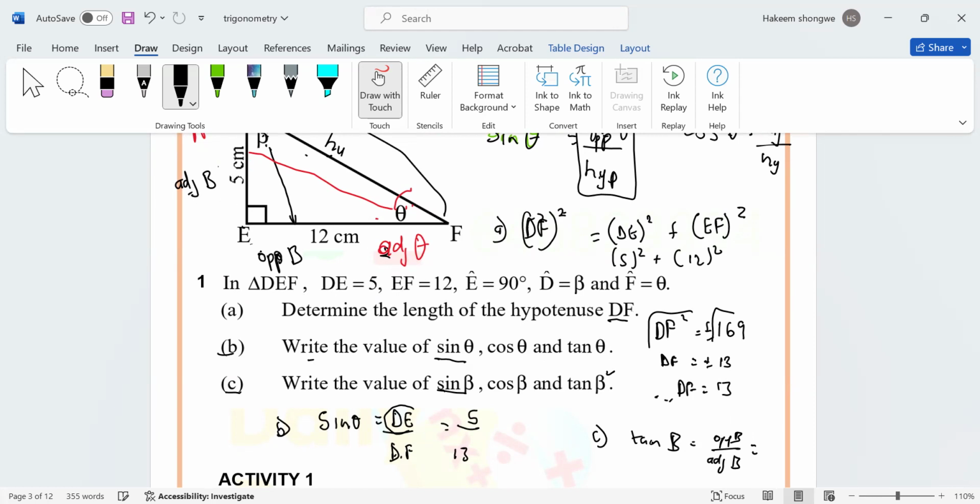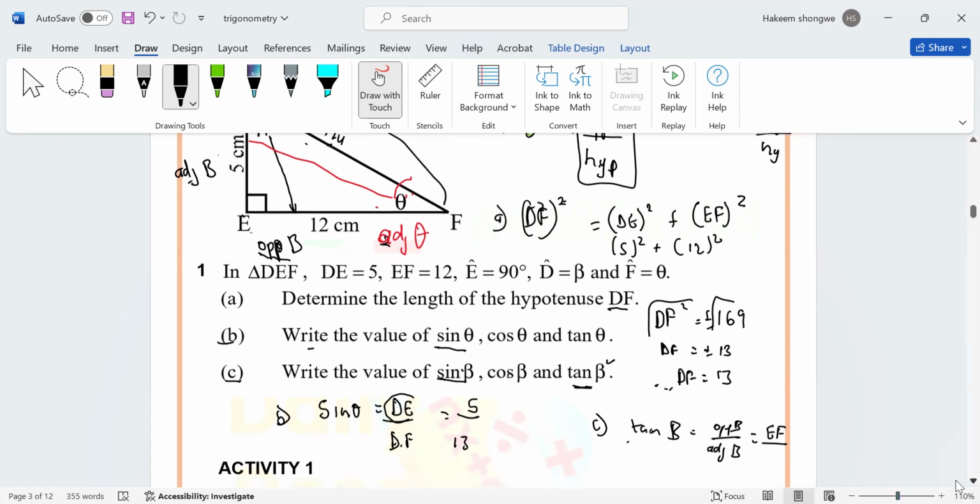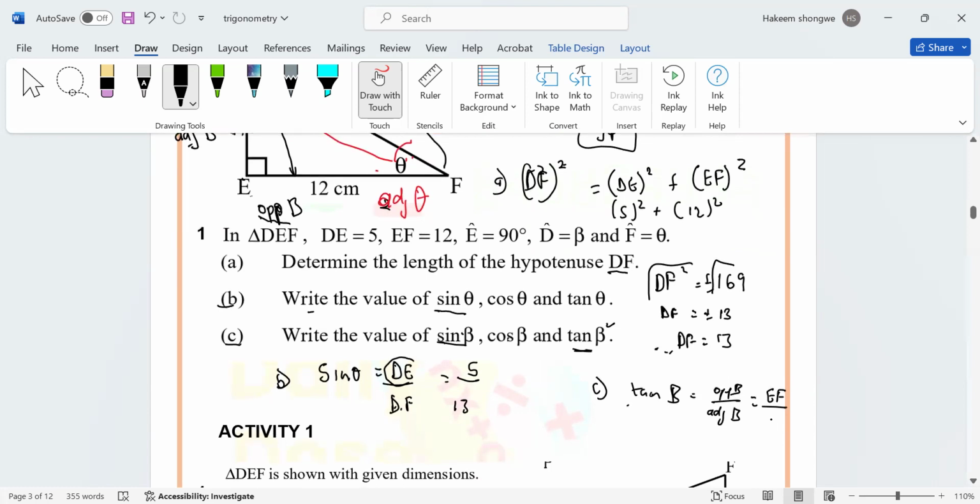Now, what is opposite of beta? You come and check here. It's EF. I took tan here instead of taking sine again, because I've already shown you sine. Let's take another one. EF all over DE. Now we know what EF is. What is EF? It's 12 all over 5. And then you are done.